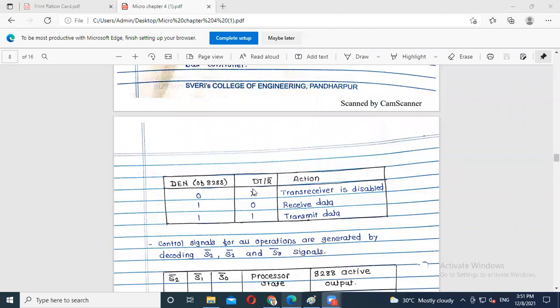If it is 0 or 1, transmitter is discarded or disabled, 10 means receive data is enabled, and 11 means transmit data is enabled. This is the case we use in the maximum mode configuration of the bus controller for data enable and data transmit/receive.